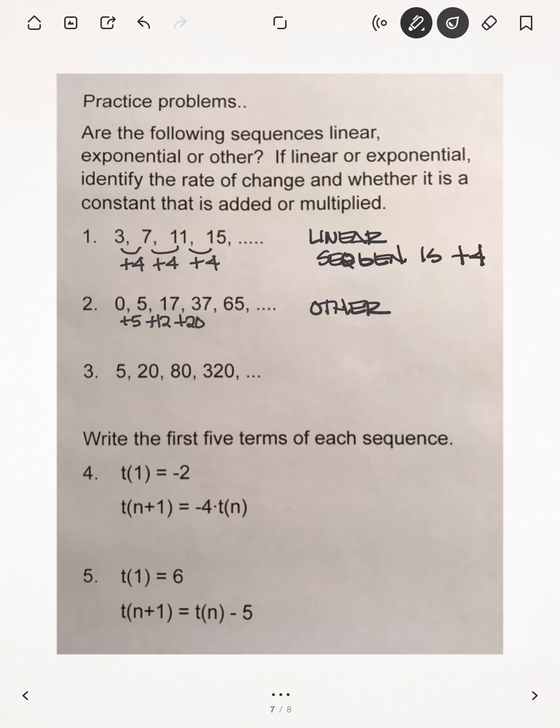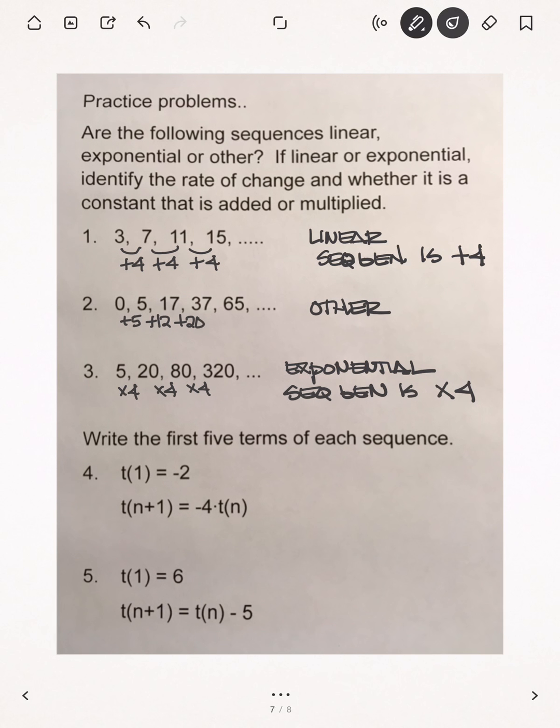Number 3, if I go from 5 to 20, it's definitely not the same distance as 20 to 80. So let's look at multiplication. 5 times 4 is 20. 20 times 4 is 80, and 80 times 4 is 320. So, since I am multiplying by a constant, this is exponential, and my sequence generator is multiplying by 4 every time. Okay, so that's how you would do the first few homework problems.